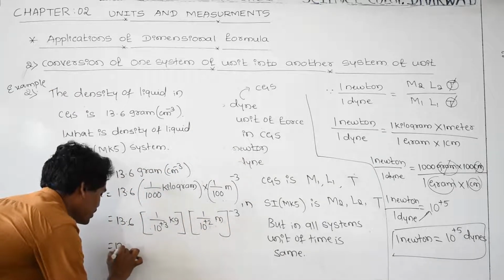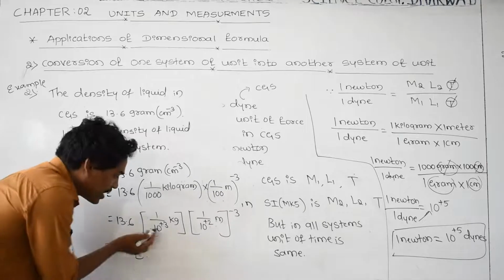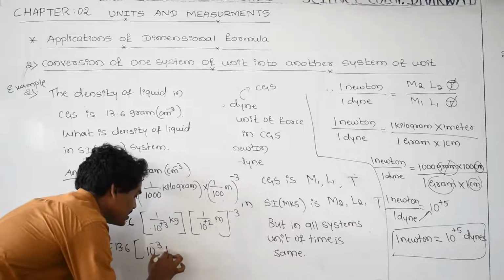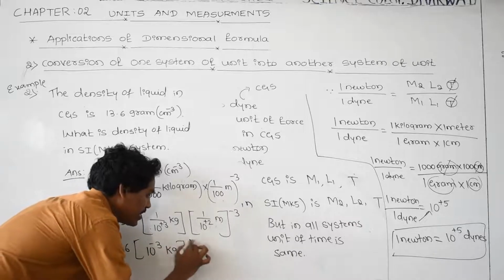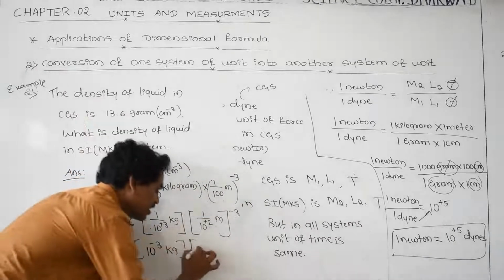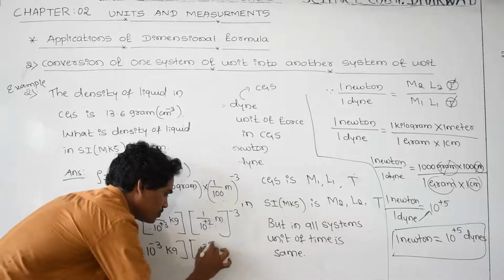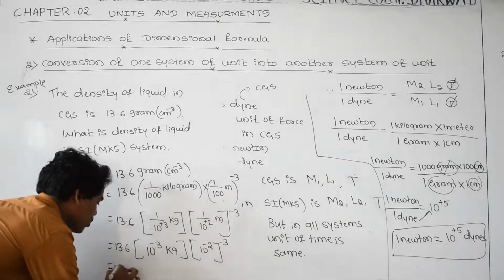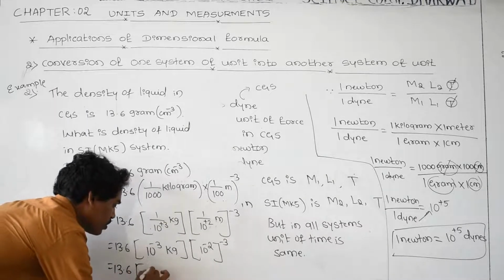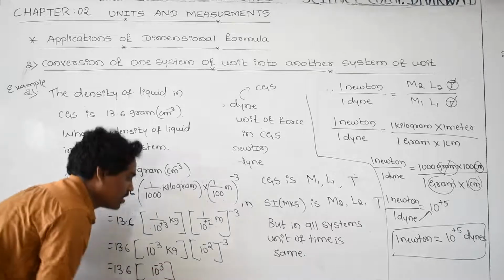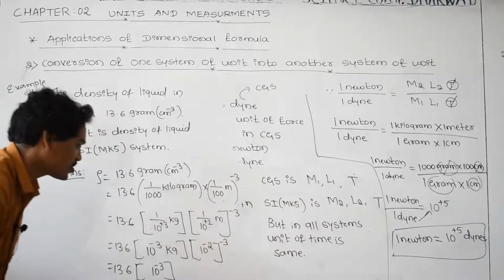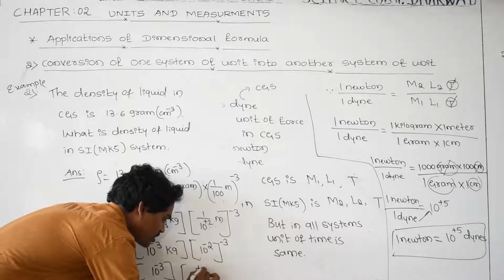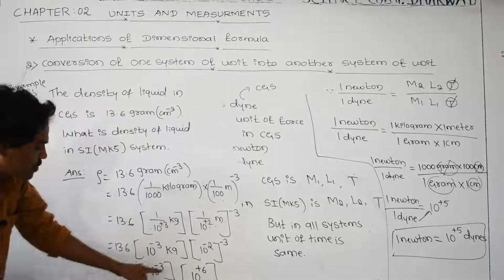And 13.6. This is equal to, take 10 to the power plus 3 from the numerator, it becomes 10 to the power minus 3 kg. And take 10 to the power plus 2 from the numerator, it becomes 10 to the power minus 2, raised to minus 3. And 13.6 as it is, 10 to the power of minus 3 kg as it is. Then 2 into 3 is 6, minus into minus is plus, then 10 to the power plus 6. Then this is minus 3, this is plus 6.